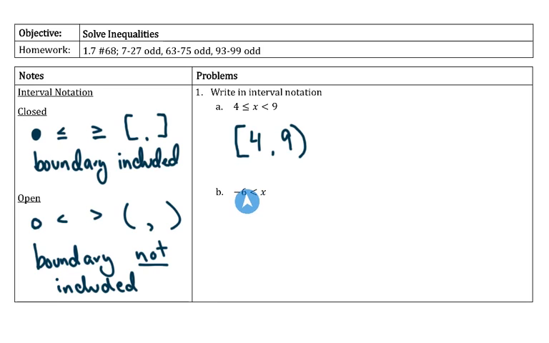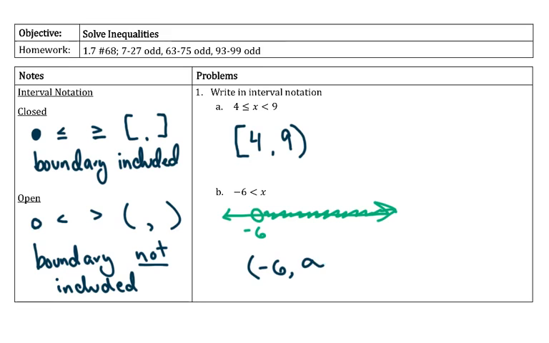Now for B, we only have one boundary. It's negative 6, and it says that negative 6 is less than x. If you think about it on a number line, the solution would be an open boundary at negative 6, and then all numbers bigger than that. X is just anything bigger. So we have our lower boundary, our smaller number, which is open. It's negative 6, and that goes to infinity.